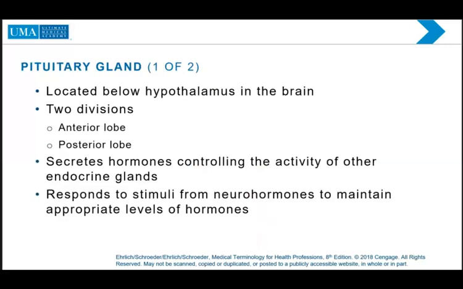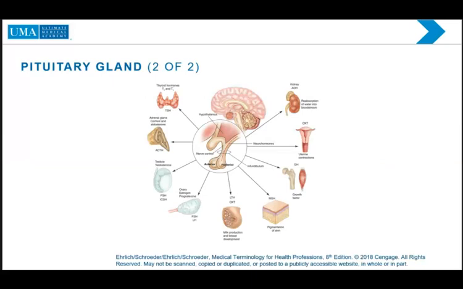Let's first discuss the pituitary gland. It's located below the hypothalamus in the brain. You have two divisions: an anterior lobe and a posterior lobe. It secretes hormones controlling the activity of endocrine glands. It responds to stimuli from neurohormones to maintain appropriate levels of hormones. This next diagram shows where the pituitary gland is located in relation to your other glands.